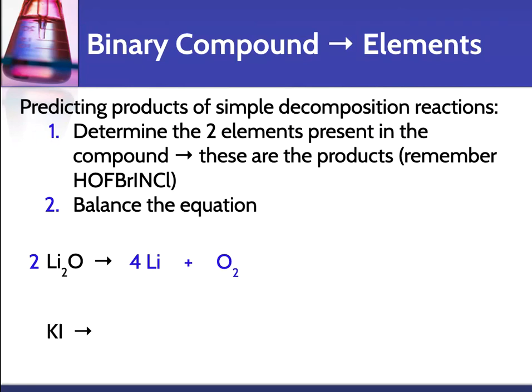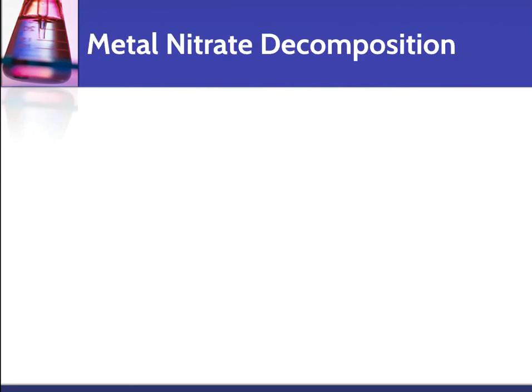Another example, potassium iodide, going to break down into potassium and iodine. Iodine being a Hofbrinkel element, so needing a subscript of 2. Then we're going to balance, so we need 2 iodine on the reactant side, and now we need 2 potassium on the product side. So that is how we predict products of decomposition reactions where we have a binary compound just breaking down into its elements. The next one was the metal nitrate decomposition.